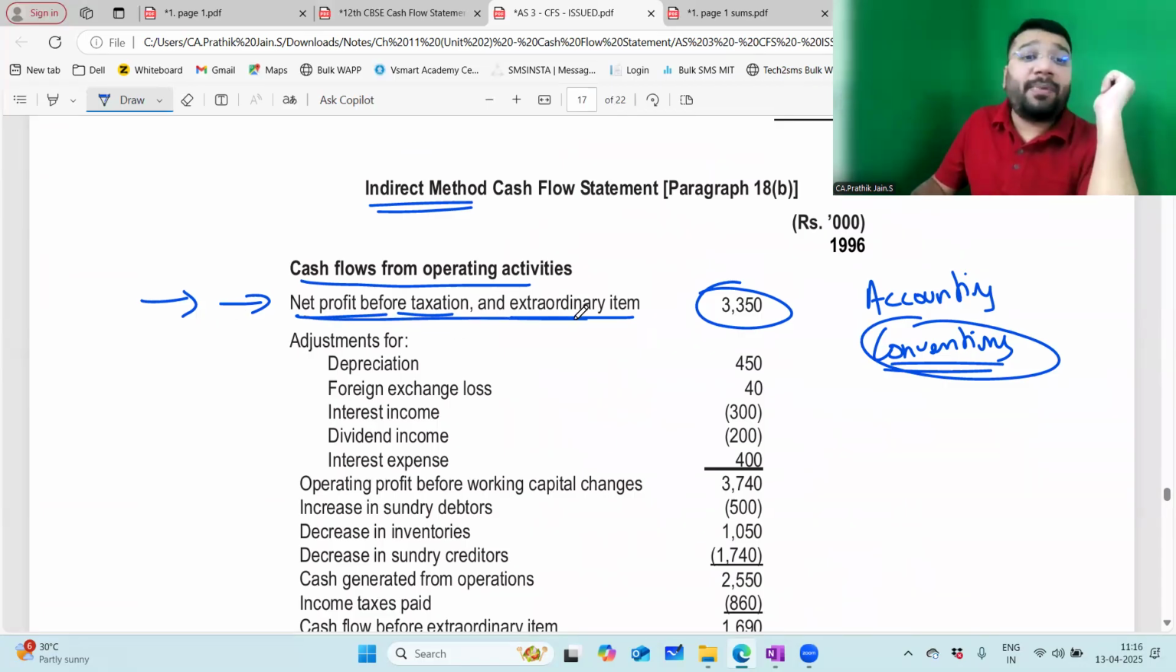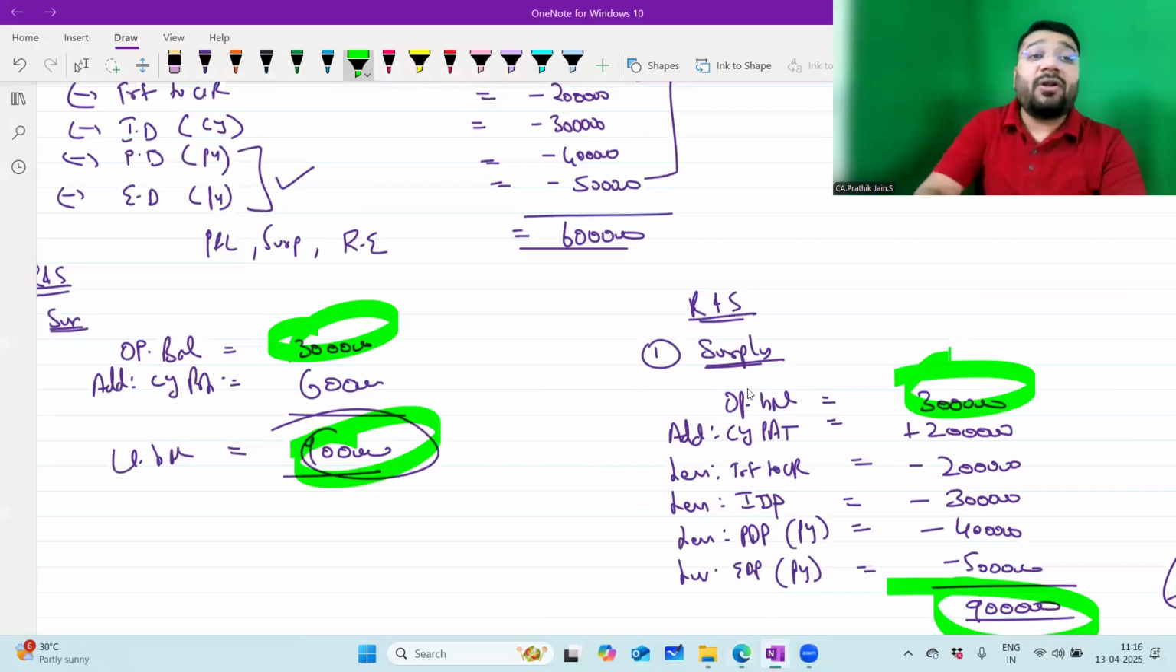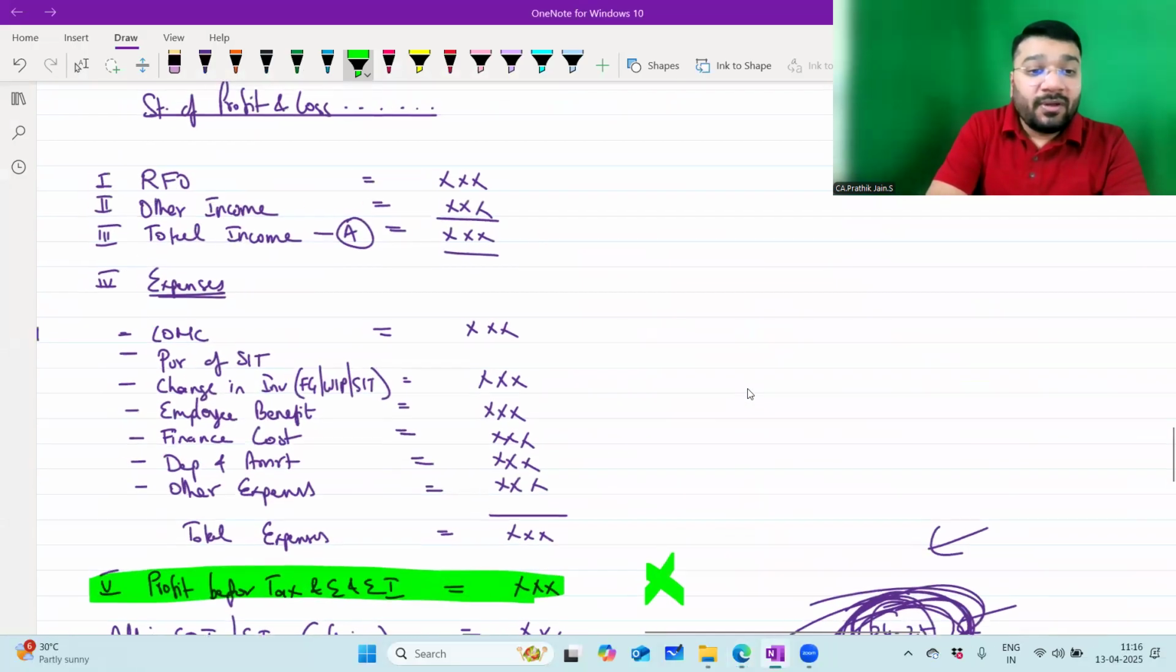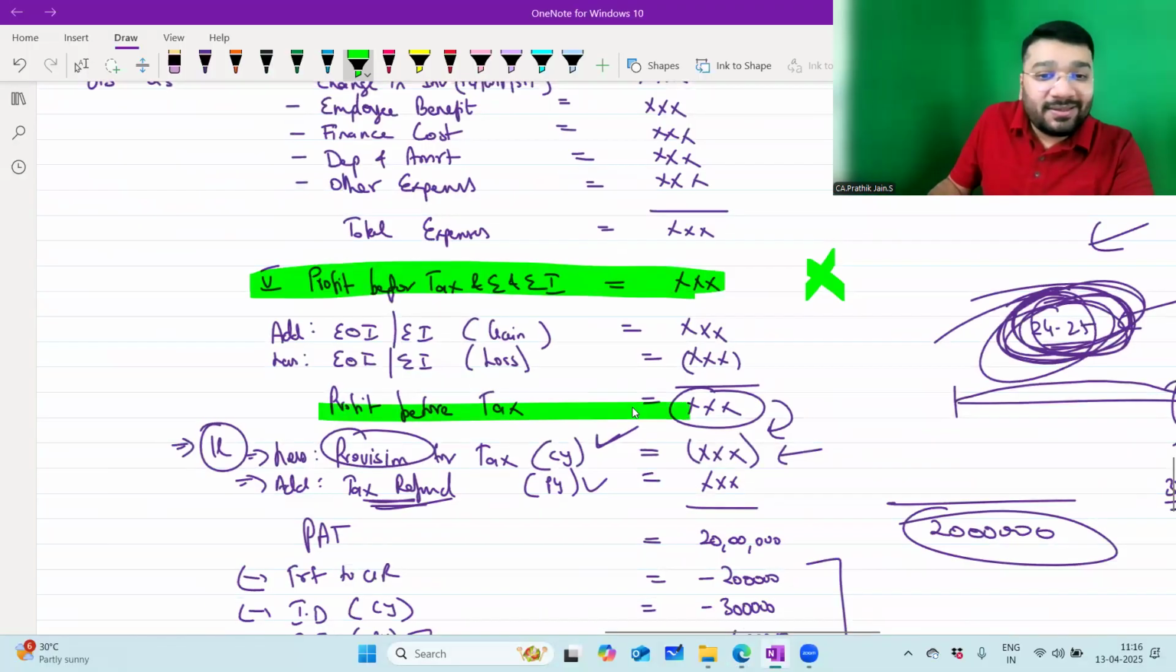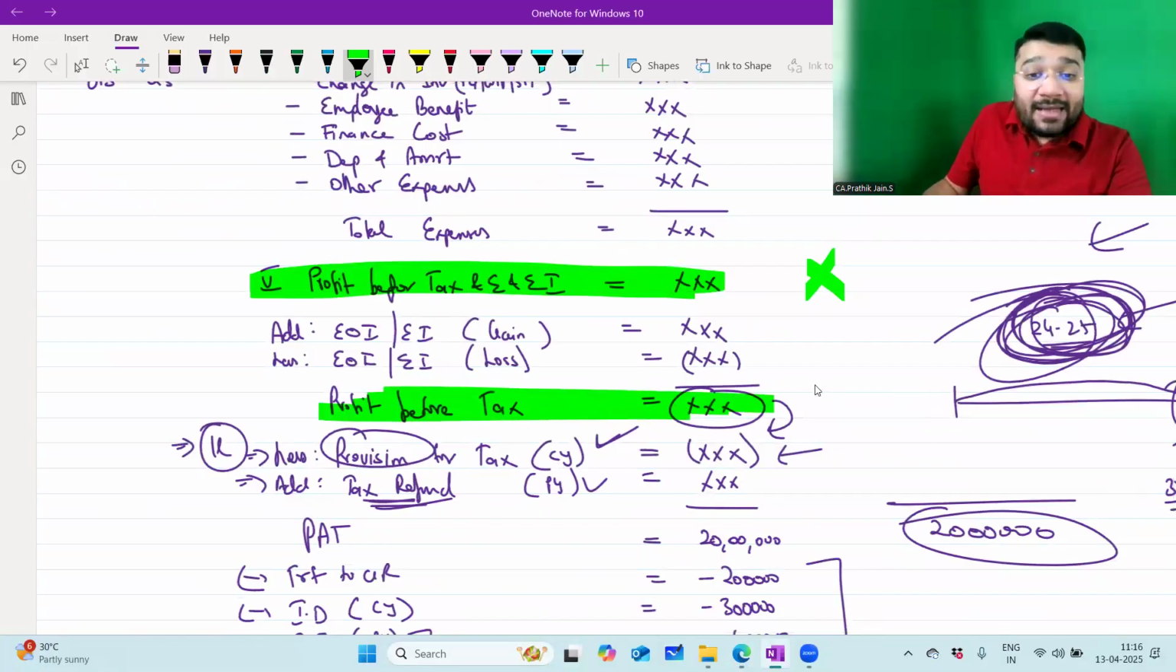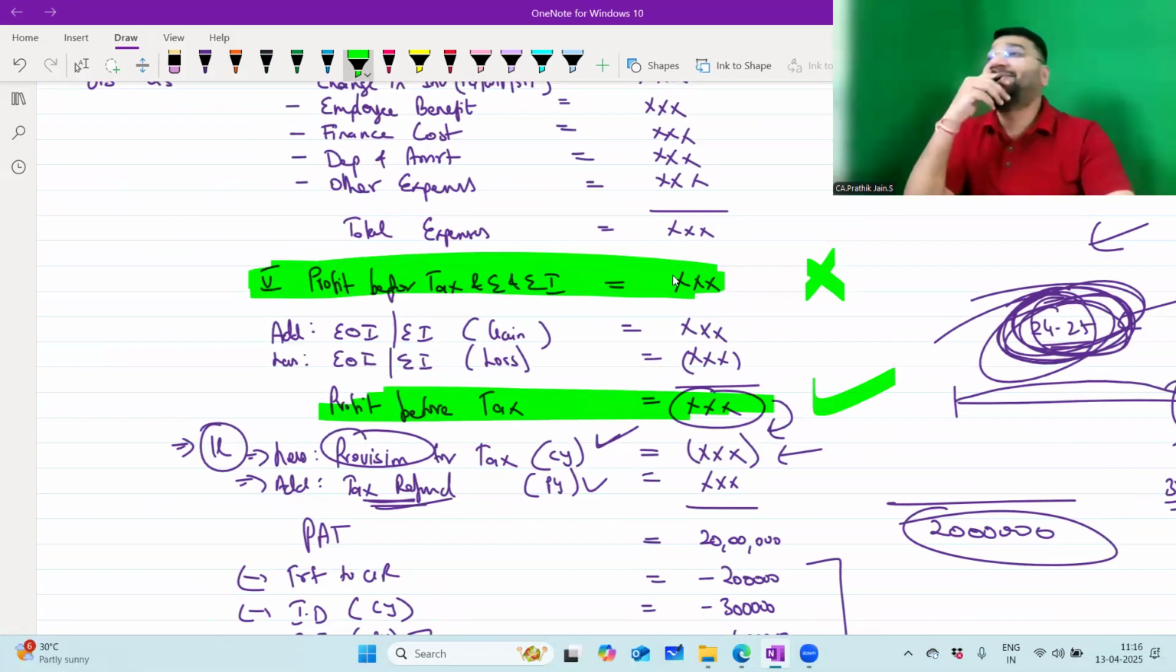But in some cases, to my surprise, they are using only the words net profit before tax. If you see the illustration questions, they're not using net profit before tax and extraordinary item. The language they're using is net profit before tax. Is net profit before tax different or not different? Net profit before tax is this. Net profit before tax and extraordinary item is this.